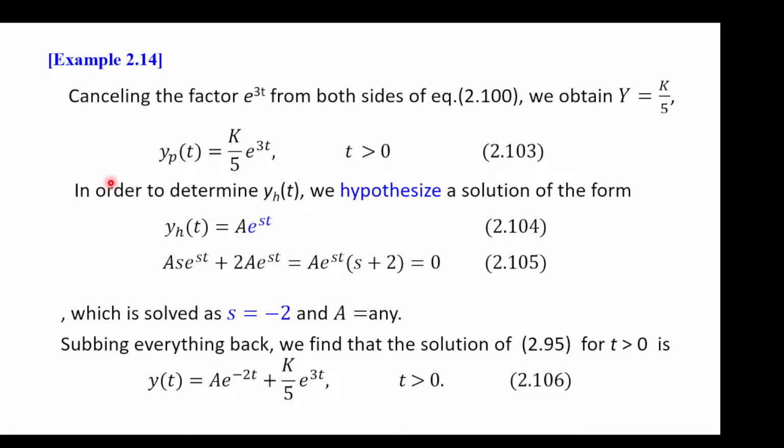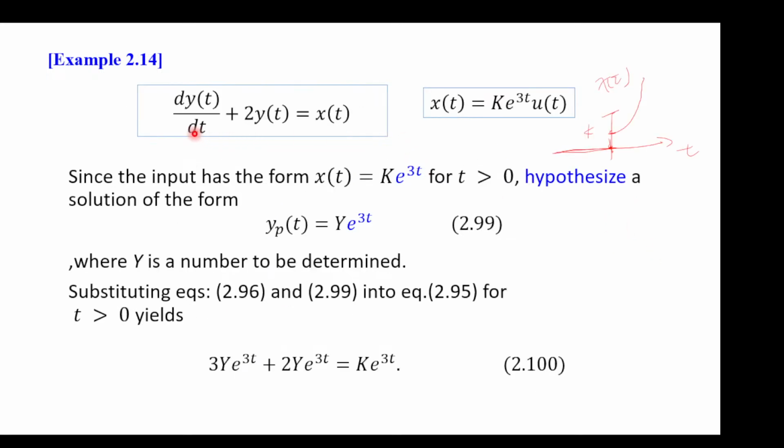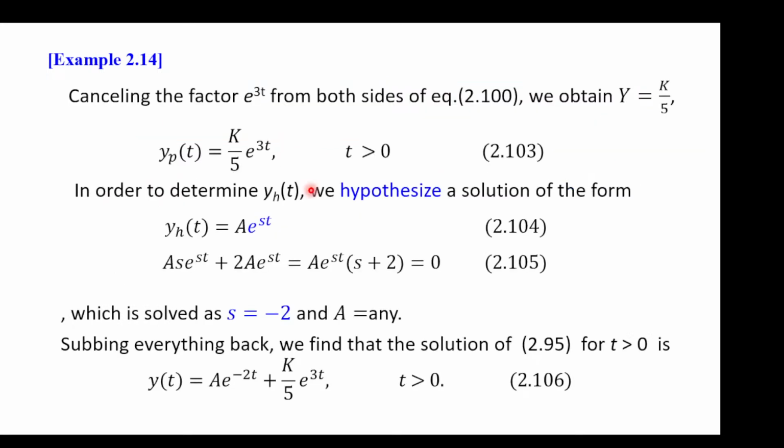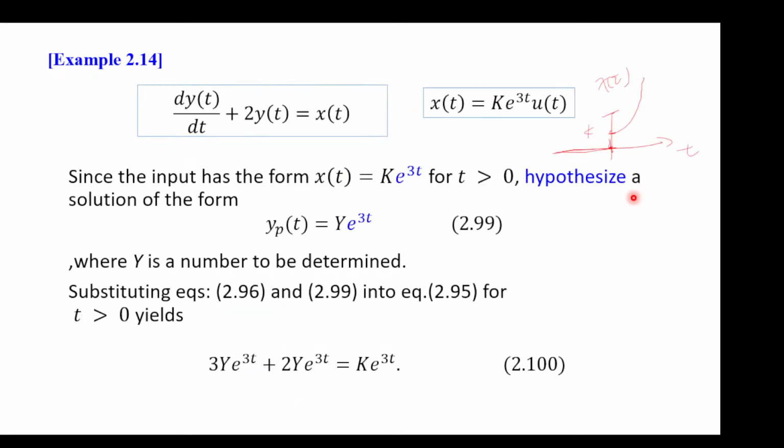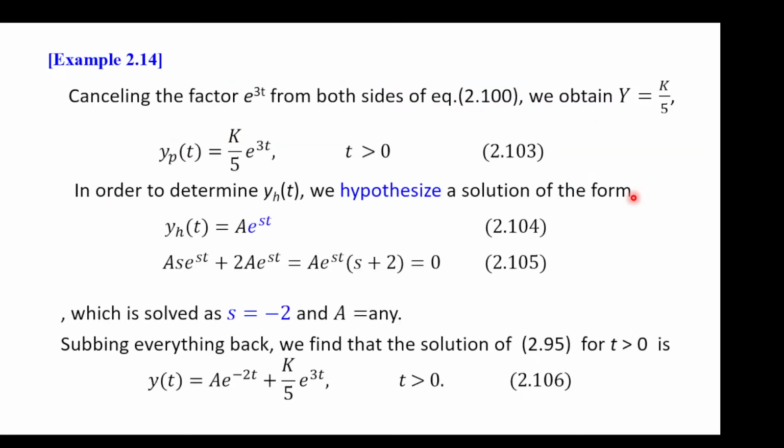Then we want to solve for the homogeneous solution. The homogeneous solution is a solution to this thing with x being 0. For the homogeneous solution, we also just take a guess. We guess that having an exponential seems nice, so how about we just have another exponential?